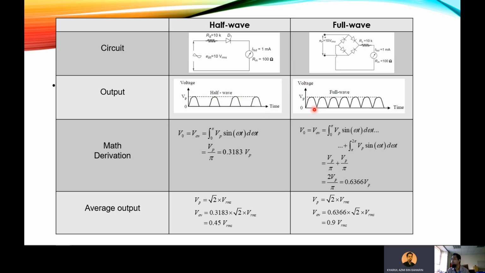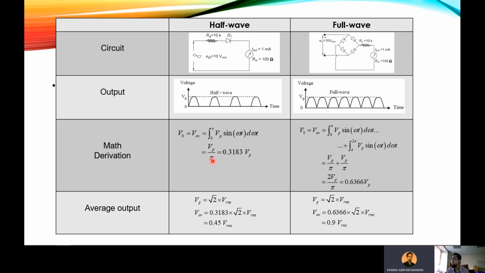Whereas for the full wave, in the positive or negative cycle, we are still going to get the same waveform. Because for an AC supply, polarity is not important, either positive or negative, the load sees it as a positive. That's why we see something like this. That's why the full wave rectifier is more efficient, double the efficiency compared to the half wave.